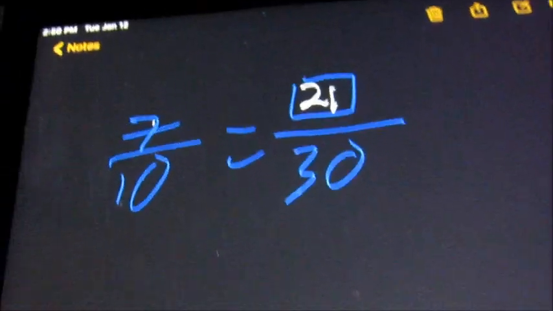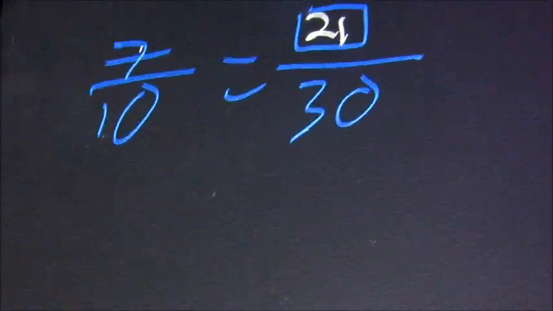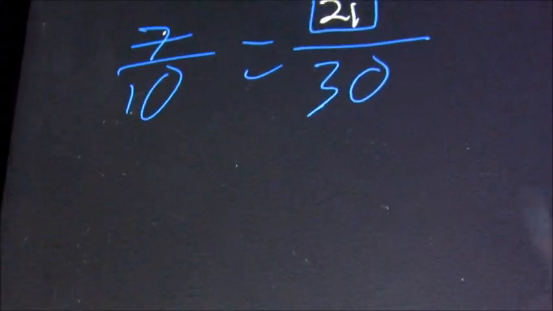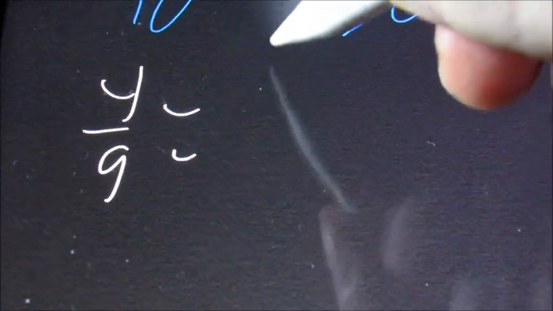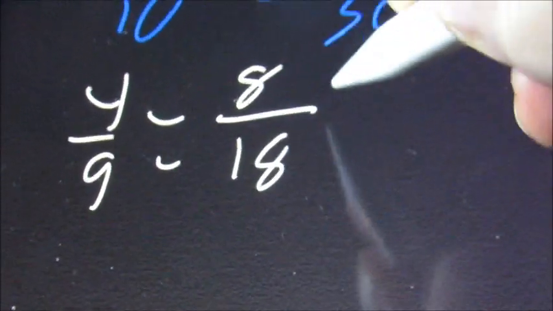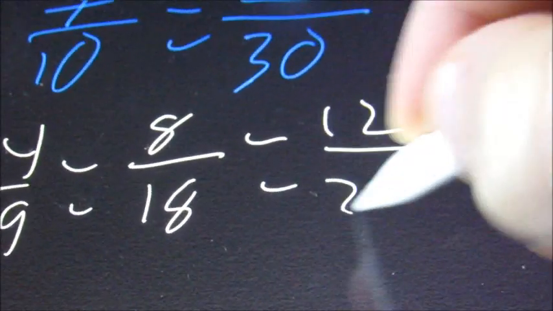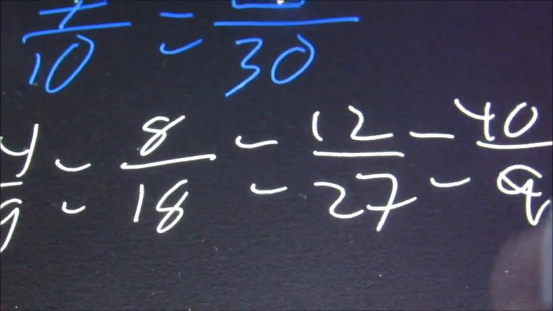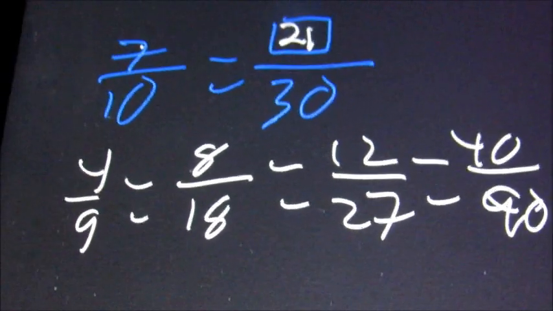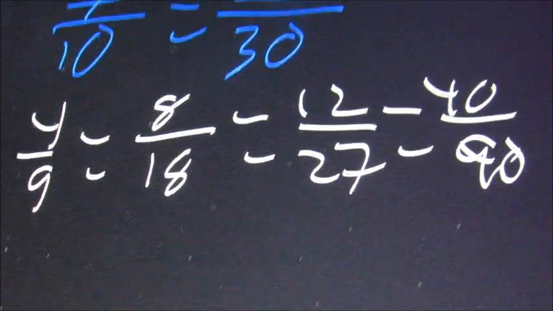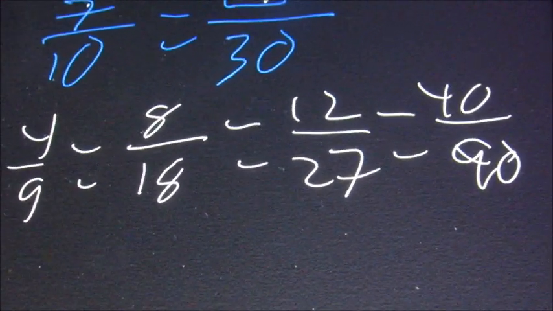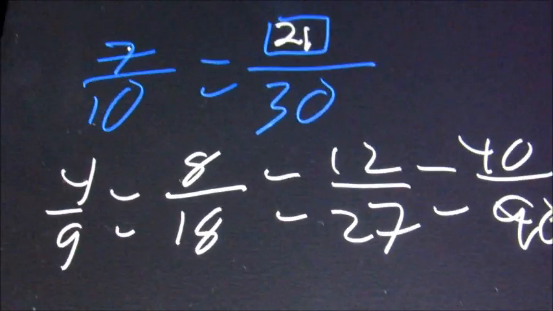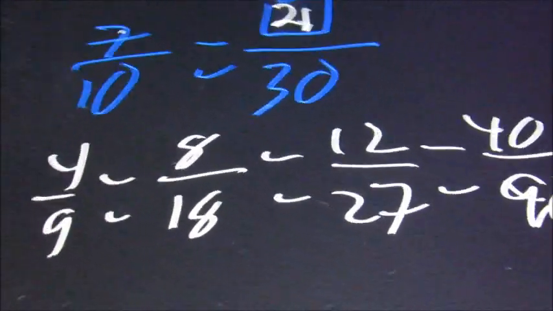So with the equivalent fractions, those are just fractions that equal each other. And that's what we're doing here. So some other examples, say we have 4 over 9, that equals 8 over 18. It equals 12 over 27, and it equals 40 over 90. So these are all equivalent fractions. They are the exact same ratio of each other, and they mean pretty much the same thing. So in these few examples, we went from a smaller fraction to a larger one.